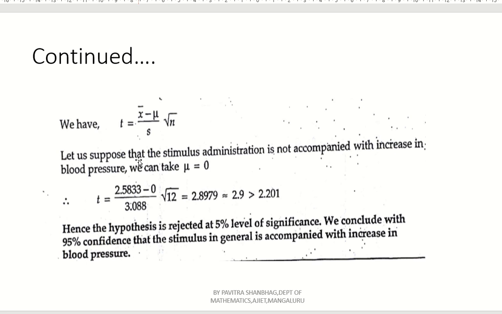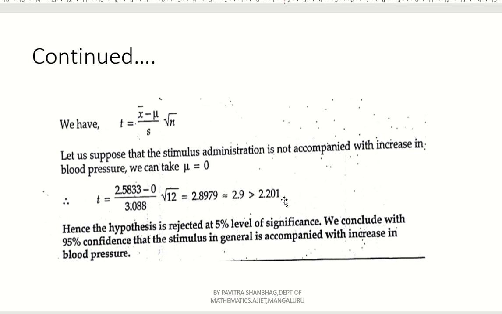So let us suppose that the stimulus administration is not accompanied with an increase in blood pressure. Therefore we have to take mu equal to 0. So 2.5833 minus 0 by 3.088 into root n. n is 12, so root n is root 12. Simplify, you will get 2.8979, that means approximately equal to 2.9. But it exceeds the limit 2.201, because they have given already under 5% level of significance.